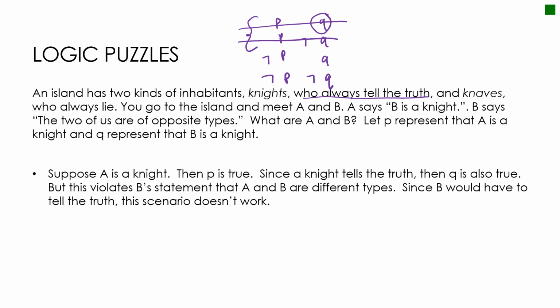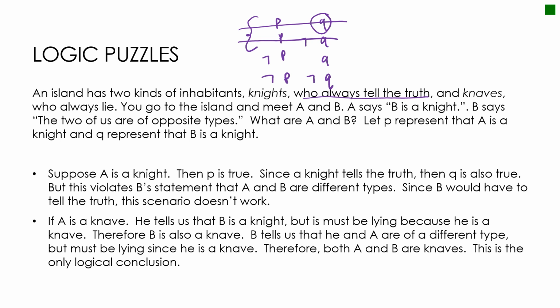So then we look at the fact that A could be a knave. If A is a knave, he tells us that B is a knight. Now, being that he is a knave, he's lying. So that tells us that B is a knave. B tells us that he and A are of different type. And of course, because he's a knave, he has to be lying, which means A and B have to be of the same type. And therefore, this logic holds: not Q and not P, because both A and B are knaves, and that's the only logical conclusion. So this is one way to solve this knights-knaves problem.